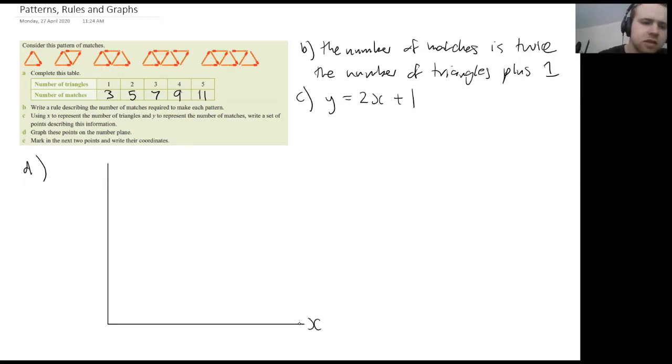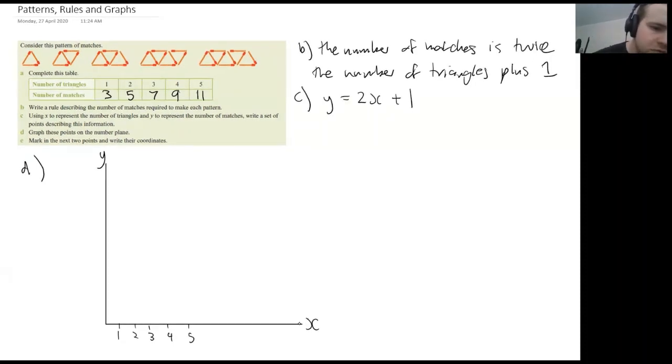So this is my x, this is my y. Okay, so x represents the number of triangles. So let's put 1, 2, 3, 4, 5. We'll just put those numbers in for now. And then the number of matches is our y value. Let's try and keep it roughly the same spacing as we did for x. 2, 3, 4, 5. Now this goes up to a bigger number, 6, 7, 8, 9, 10.